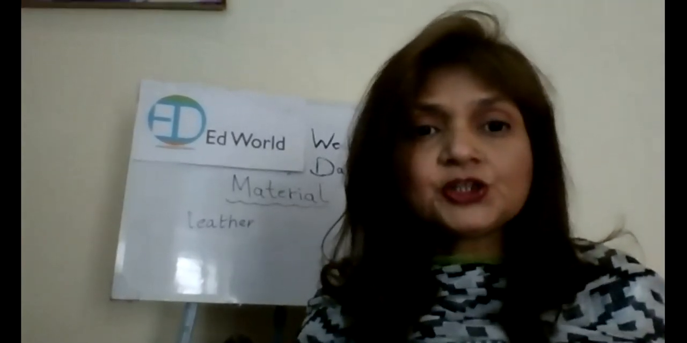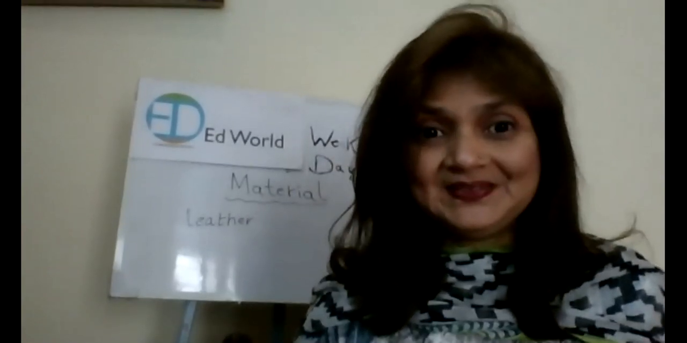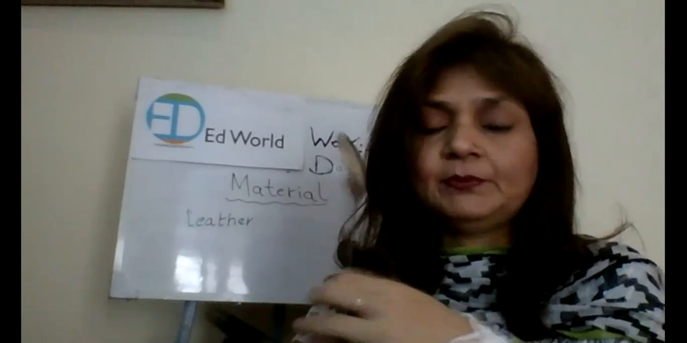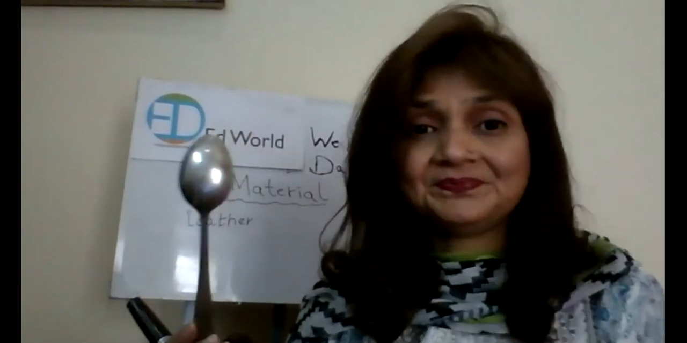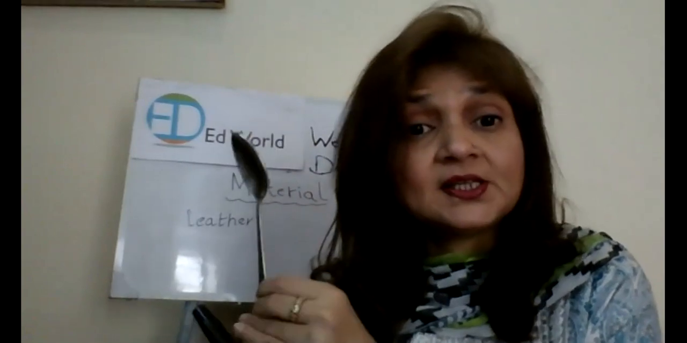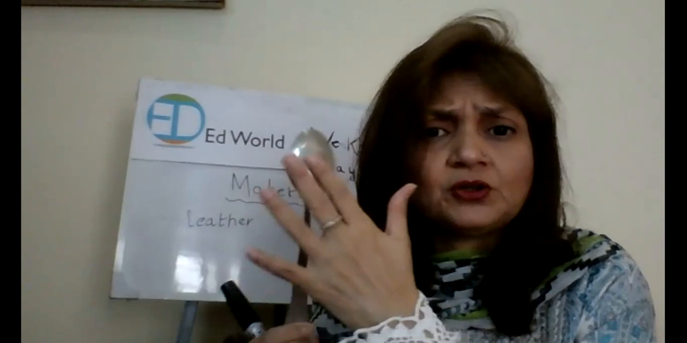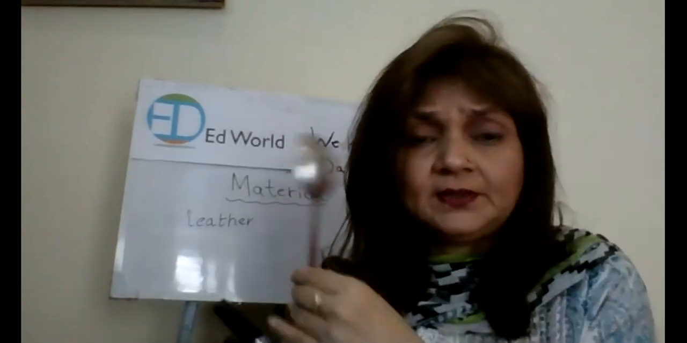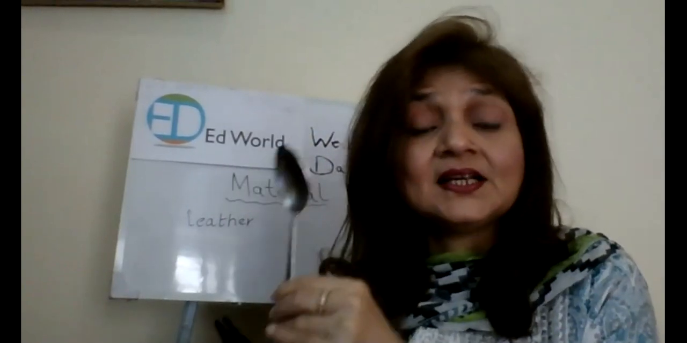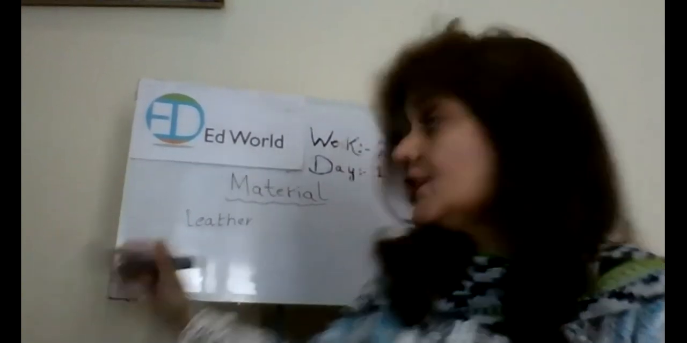Okay, now I'll show you a few things and you are going to guess the material. Okay, now what is this I'm holding in my hand? It's a spoon. Very good. Can you name the material which is used? The spoon is all made up of which material? Yes, it's a metal spoon. Right. It's a metal spoon.